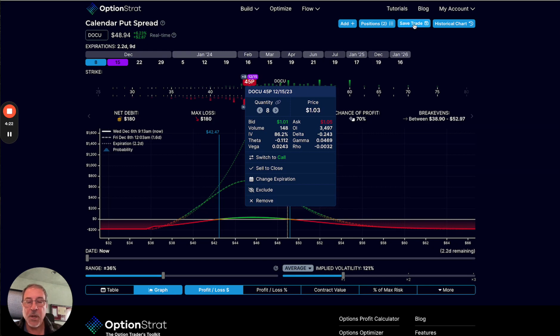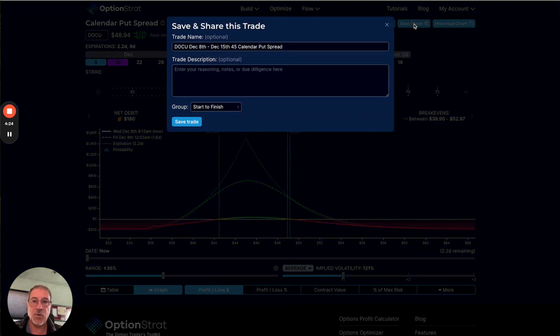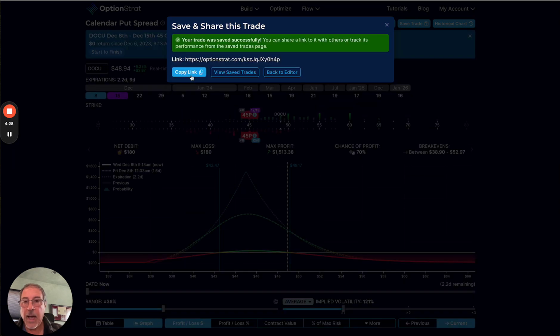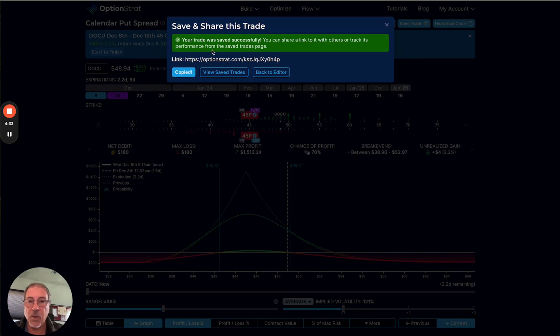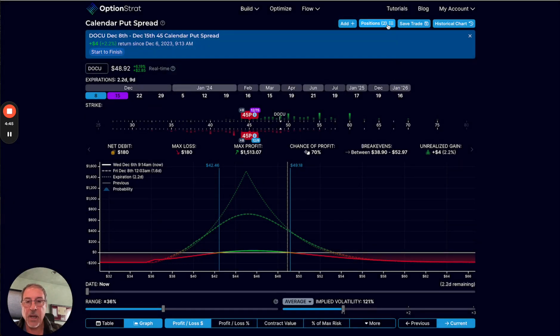So I'm going to go ahead and save this trade, and I will copy this link. I'll put the link in the notes down below so that people can go in and copy this into your own account, again as paper, and then let's watch this. Let's see what happens on it come Friday morning.